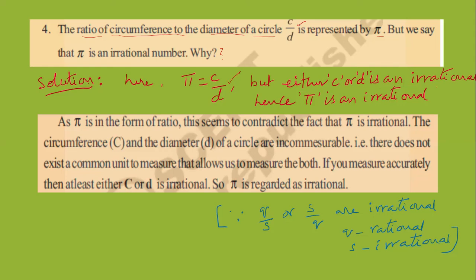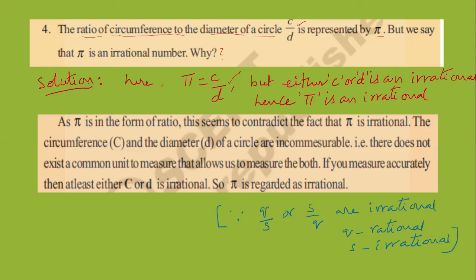Here you already know what is rational and what is irrational. The numbers which can be expressed in the form of P by Q are rationals. The numbers which are not possible to write in the form of P by Q are irrational numbers. And there is also a condition: both P and Q are integers. If it is a rational number, it's compulsory that both the numerator and denominator are integers. Otherwise, it's an irrational number. Here C and D. How do you say C and D both are rationals or irrationals?